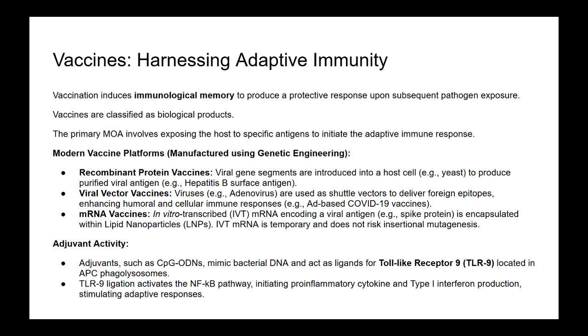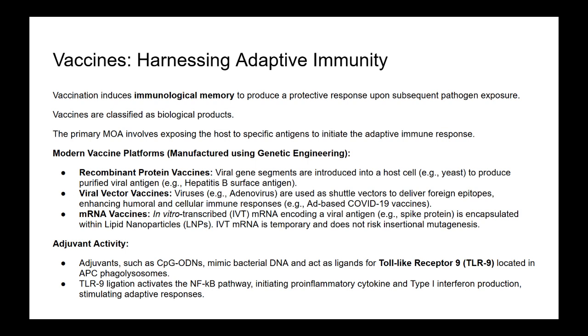The modified host cell then produces the pure viral antigen, for example, the surface antigen of hepatitis B or the capsid protein of human papillomavirus. Viral vector vaccines use viruses like adenoviruses as shuttle vectors because they are genetically diverse DNA viruses with large capacities for packaging. These recombinant adenovirus vectors are capable of delivering foreign epitopes to target cells, which enhances the host's immune response to pathogens by stimulating the production of pro-inflammatory cytokines and promoting effective adaptive humoral and cellular immunity. Examples of vaccines using this platform include those developed against Ebola and COVID-19.